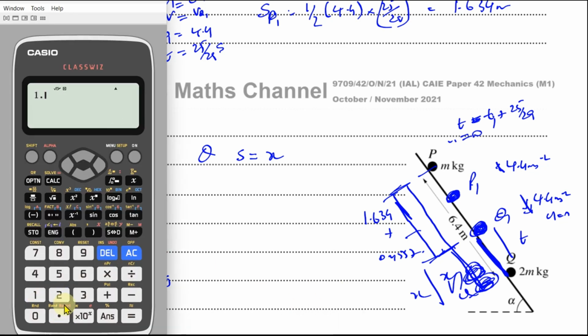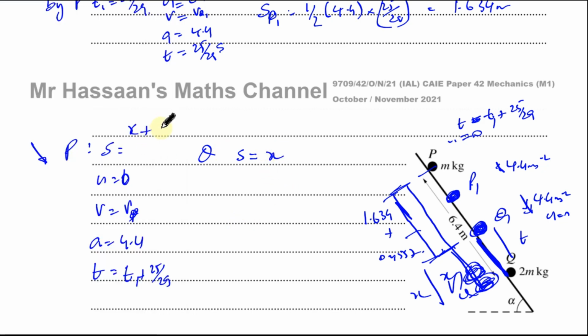So I'm going to have 1.634 plus 0.4557. That gives me 2.0897. So this is X plus 2.0897 meters. That's the total distance, the displacement of P as it moves down. By the time it collides, Q has moved only this little x. And the initial speed of Q is also going to be 0, because we're taking it to start from this point here. V, we don't know what it's going to be.